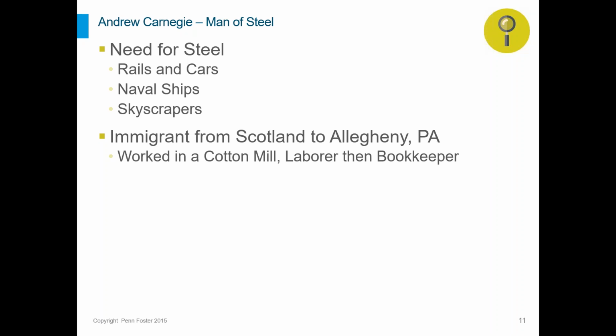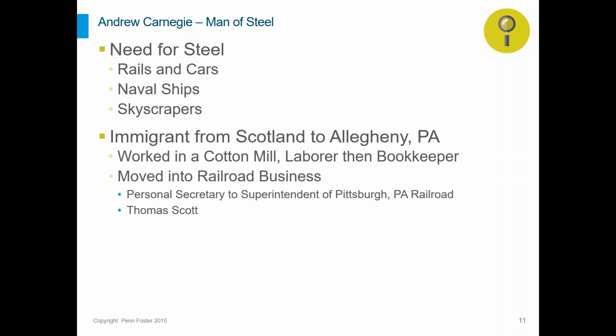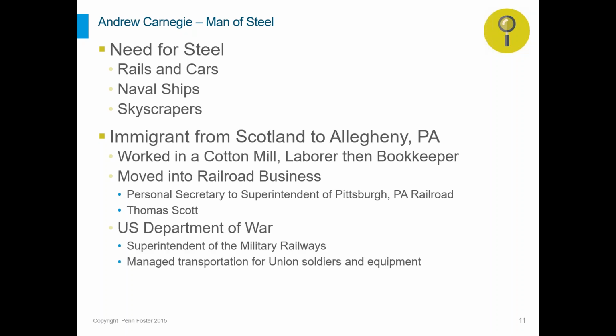He first begins as a laborer in a cotton mill, and then a bookkeeper, because the higher-ups in the company see him as a very smart individual, so they help him along in his business work. He then moves to the railroad business and becomes a personal secretary of the superintendent of the Pittsburgh Railroad, and gains a mentor in Thomas Scott, who works not only for the railroad, but then goes to work for the U.S. Department of War, which becomes the Department of Defense years later.